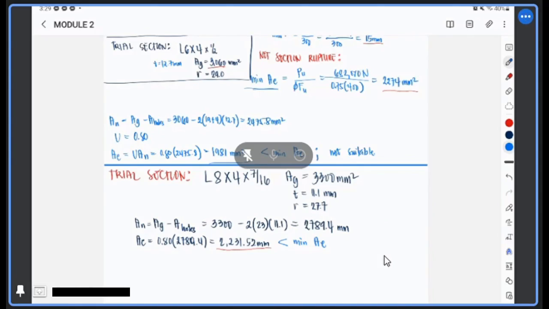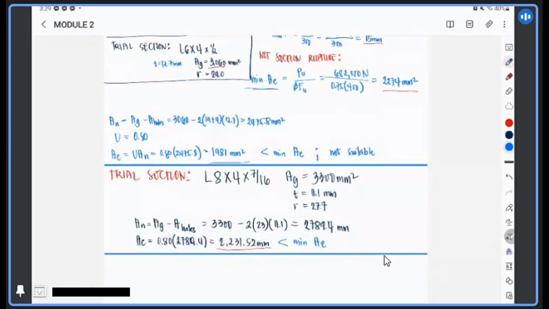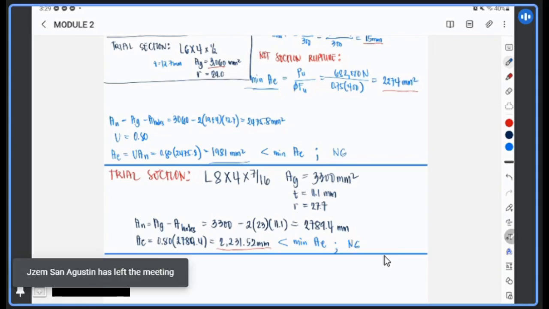Oh, so anong gagawin natin ngayon, sir? Hindi, mag-trial section ulit tayo. Okay. It's not suitable. Not good. So, sabi nga dito, not good NG. Okay. Kapag daw umokay siya, di okay. Alright. So, anong next section na i-consider natin? So, let's say not suitable, but not good NG.